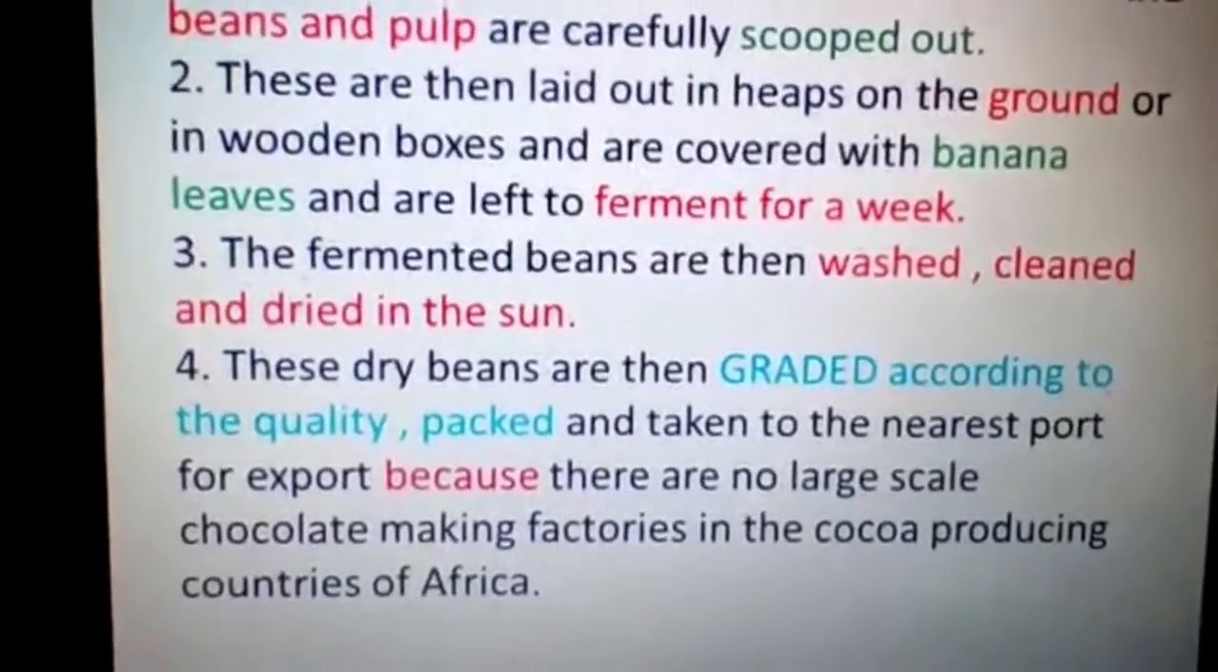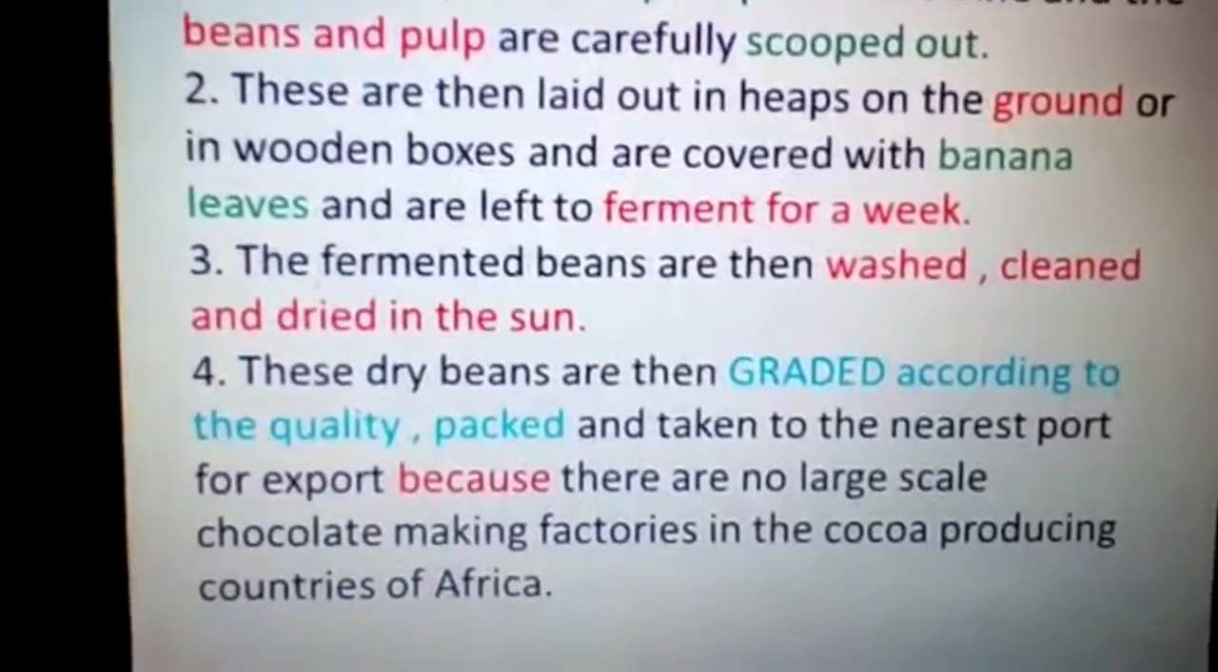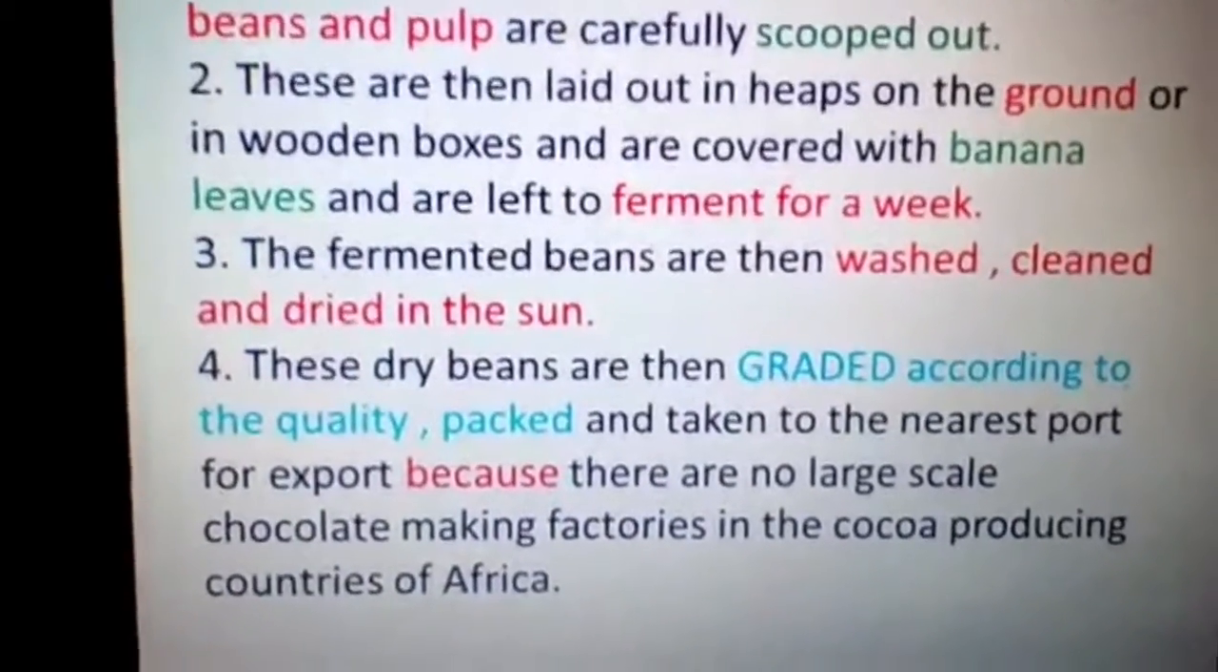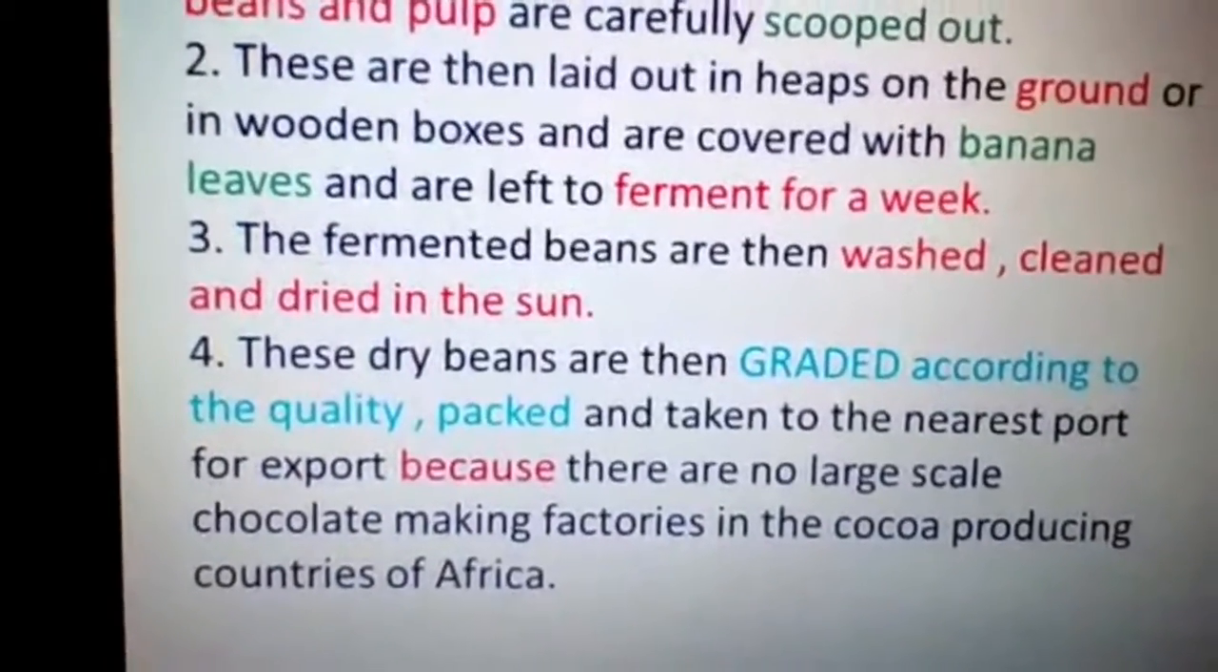After that, these are graded. After they are sun dried, they are sorted out. Grading is done according to the quality, and then they are packed and sent for export.